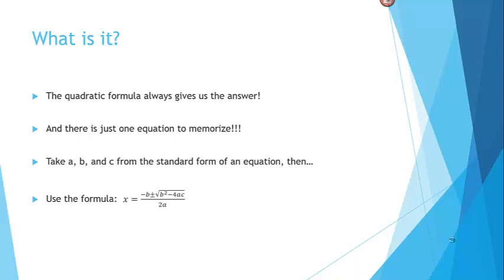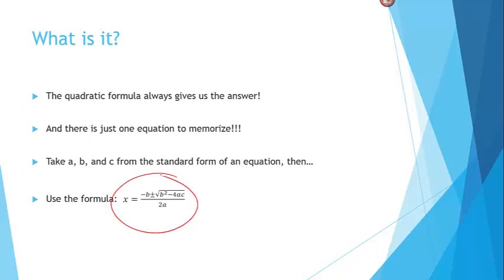Depends on your definition of an easy equation, though. Because we're first going to take a, b, and c from the standard form of an equation, and then use the formula x equals negative b plus or minus the square root of b squared minus 4ac all over 2a. Alright. So that didn't come out as cool as I thought it would be, but whatever, no big deal. This is your equation right there. Make sure you know this.